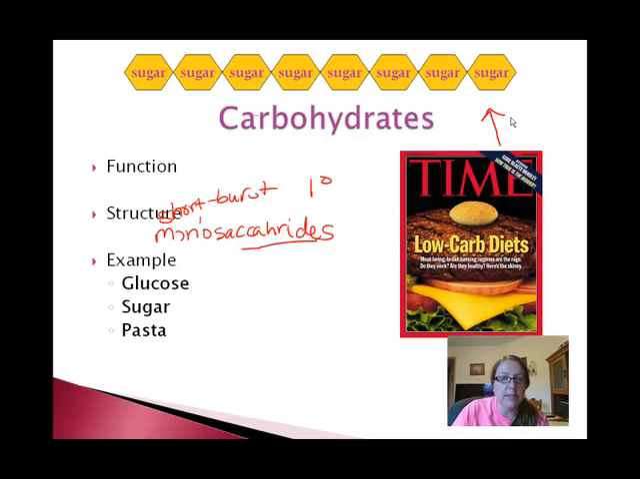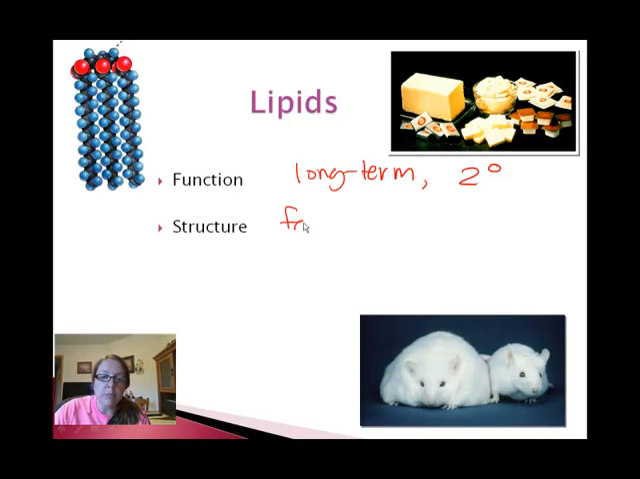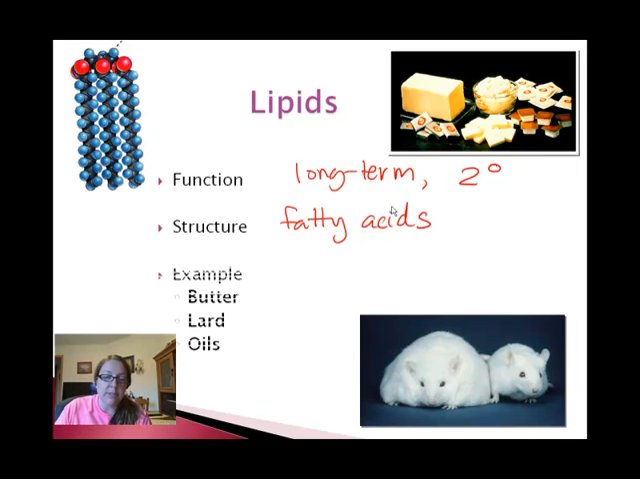There are some basic examples: sugar, pasta, glucose, which is the simplest sugar you can link together to make a polymer. The next one up are lipids. Their function is very similar to carbohydrates because they're also an energy source, but this is your body's long-term energy source. So your body turns to lipids as its secondary source of energy. Their structure, their monomers, are made of long chains of fatty acids. Some examples below: butter, lard, oils. Now up here is an example of a lipid, and you can see those straight chains of fatty acids.